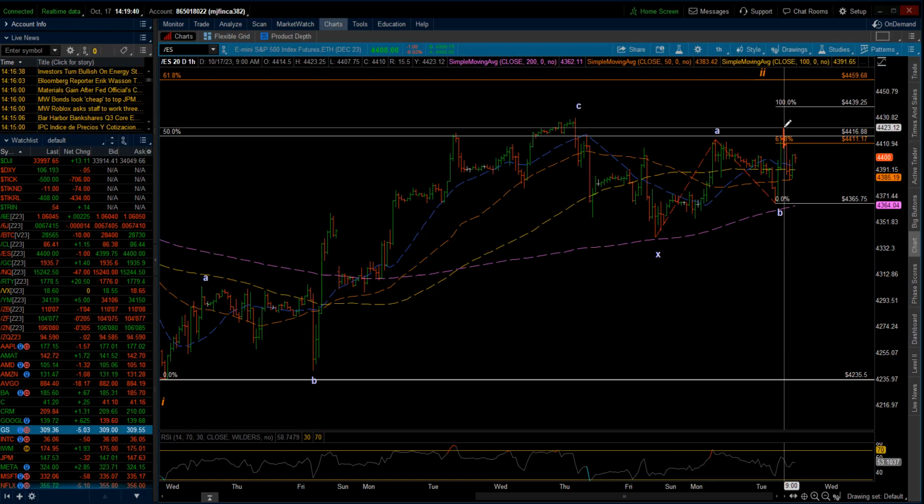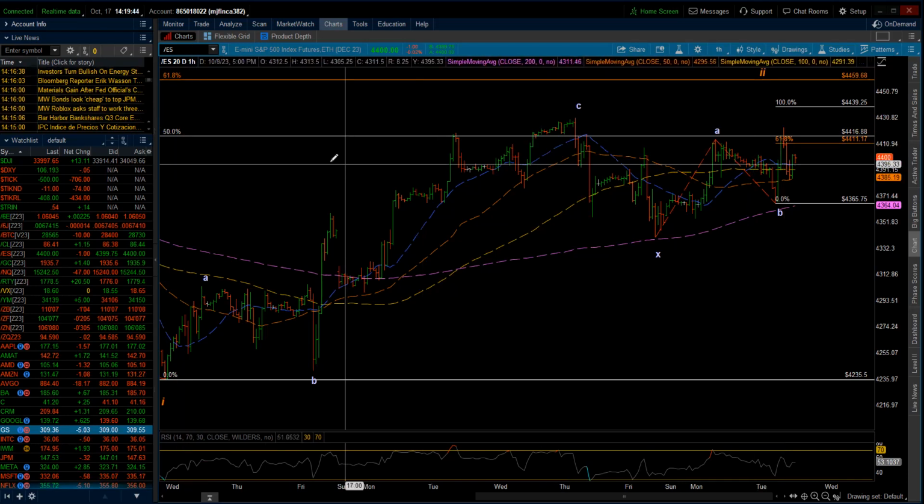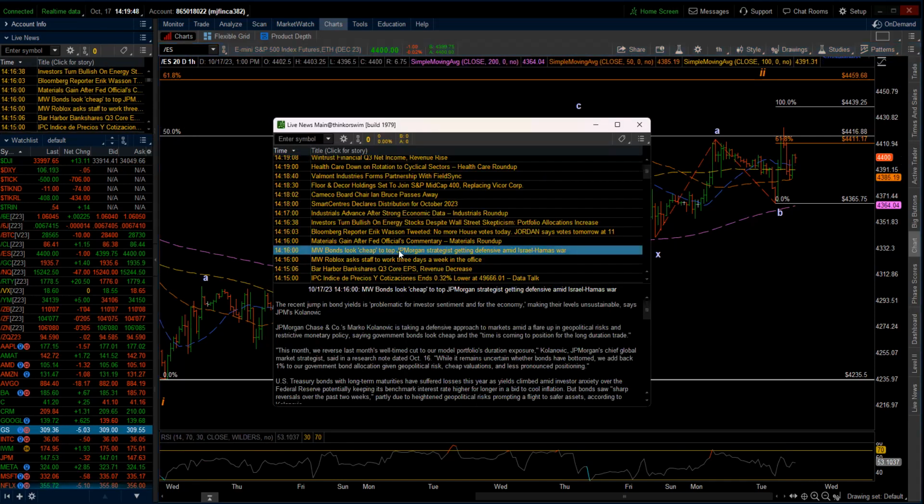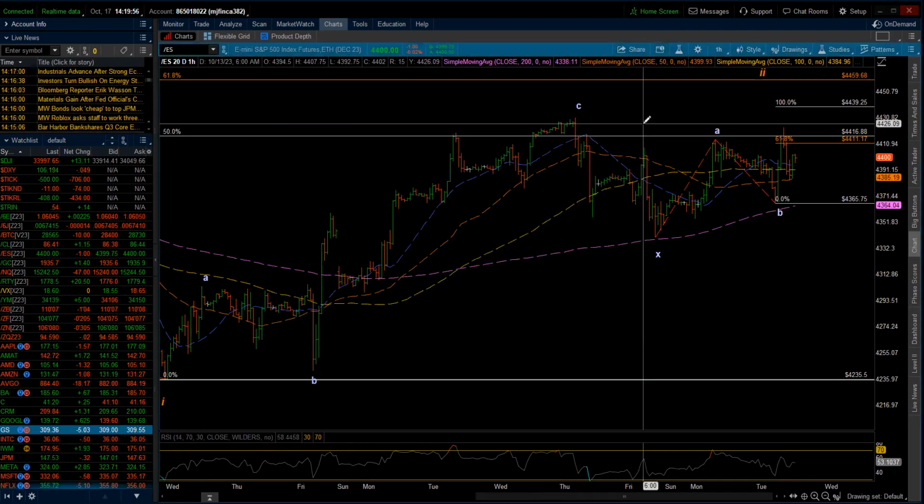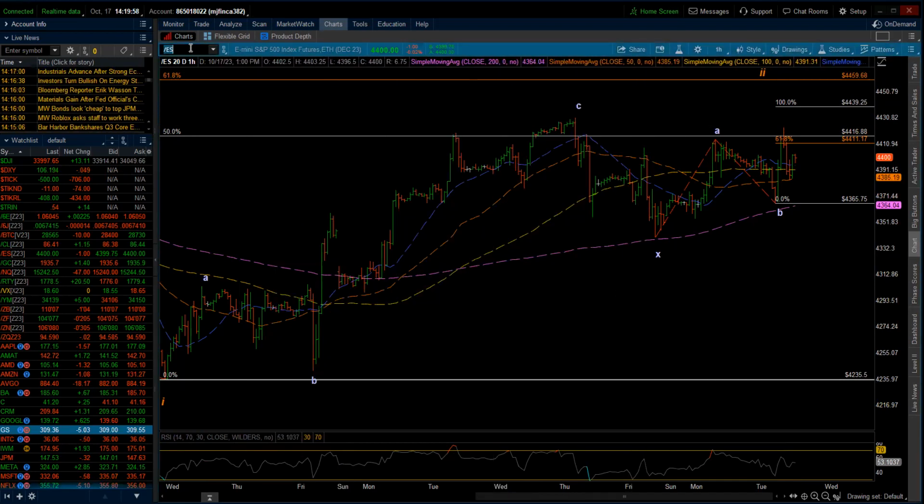By the way, United Airlines did not. And then we get stories like this: Bonds look cheap to top JP Morgan strategists, getting defensive amid Israeli-Hamas war. Yeah, they do look cheap, but if they hit a bottom, I don't think so. But to put a statement like that out, it always boggles my mind. I was going to take a look at United Airlines.